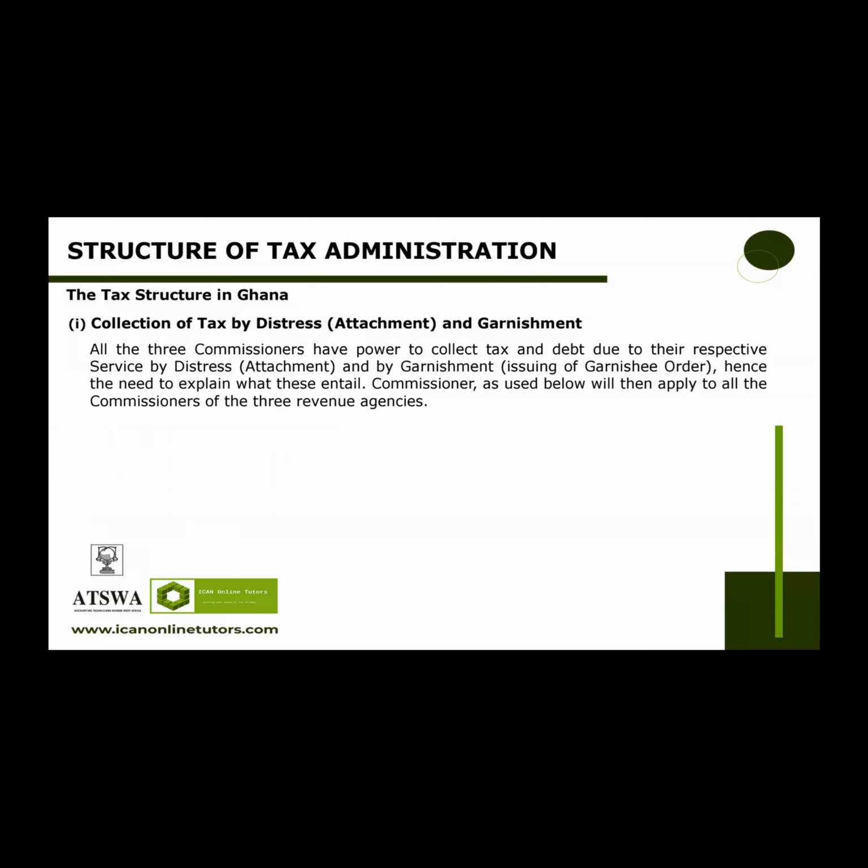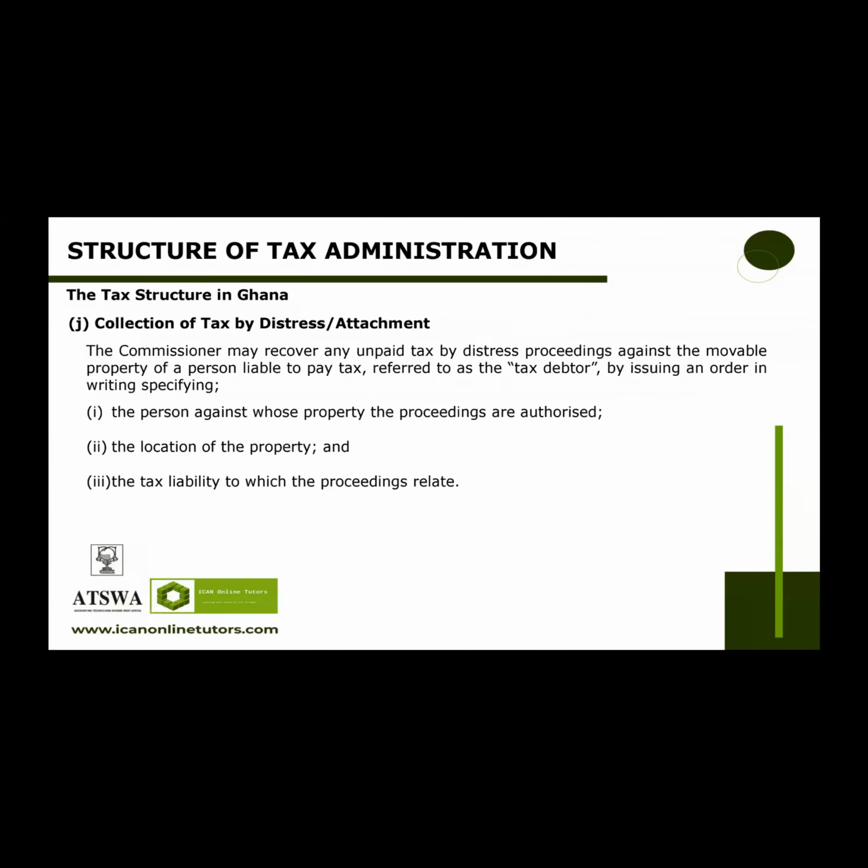All the three commissioners have power to collect tax and debt due to their respective services by distress, that is attachment, and by garnishment, that is issuing of a garnishing order. Hence, the need to explain what this entails. Commissioner, as used below, will then apply to all the commissioners of the three revenue agencies. We have the collection of tax by distress or attachments.